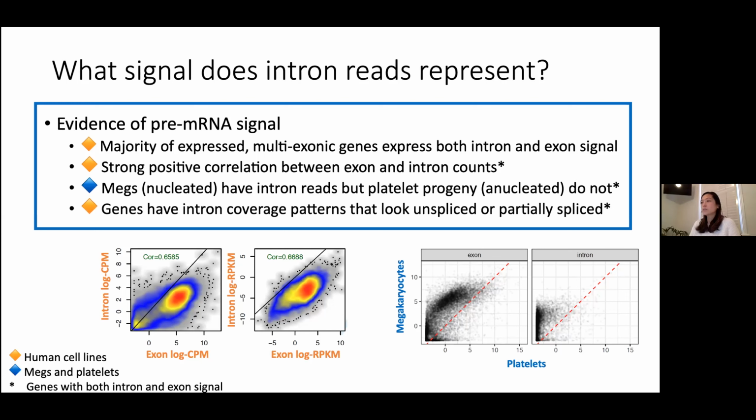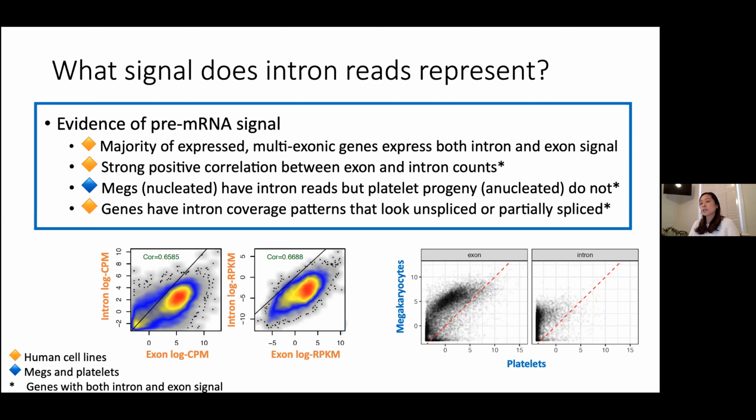I've summarized it very briefly here in these slides, and obviously there's more detail about it in the paper. But just very quickly, I wanted to look at some of these points. Why we think it's pre-mRNA signal is that the majority of expressed multi-exonic genes, so genes that have some counts and have more than one exon, have both intron and exon signal. So most genes that have expression have both exon and intron expression.